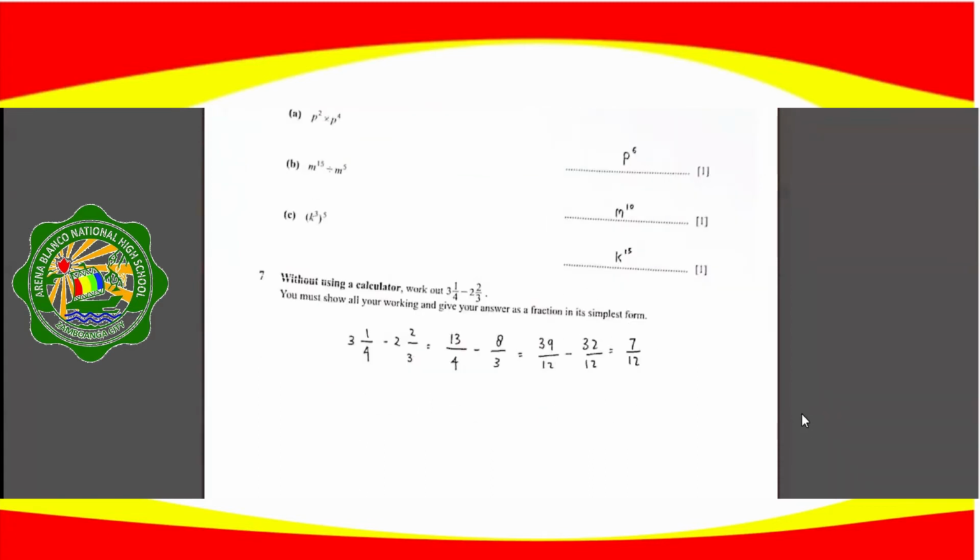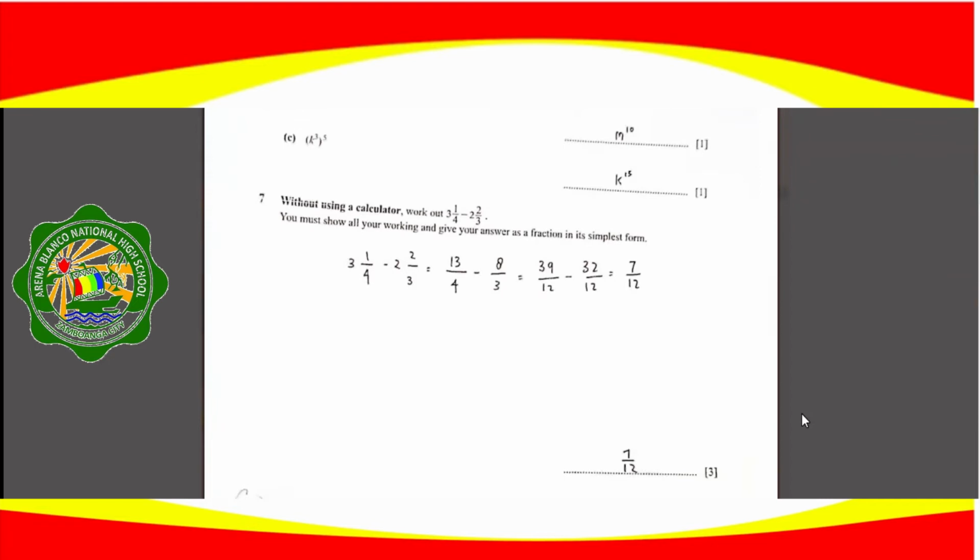Okay. Now, for letter C, you have there k raised to 3 raised to 5, an exponent raised to another exponent. Then what do we do with the two exponents? Multiply. Okay, so we multiply, and that gives us k raised to 15. Okay, that's correct. Next, we proceed to number 7. Kindly read. Without using a calculator, work out 3 1/4 minus 2 2/3. You must show all your working and give your answer as a fraction in simplest form.